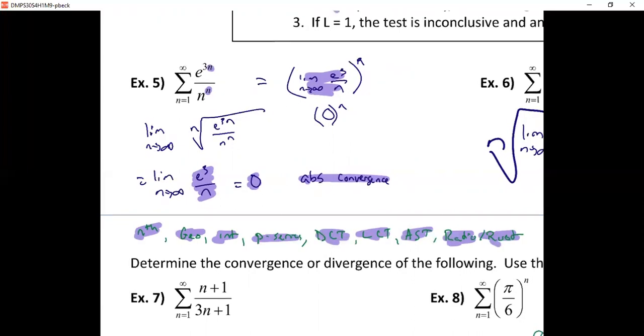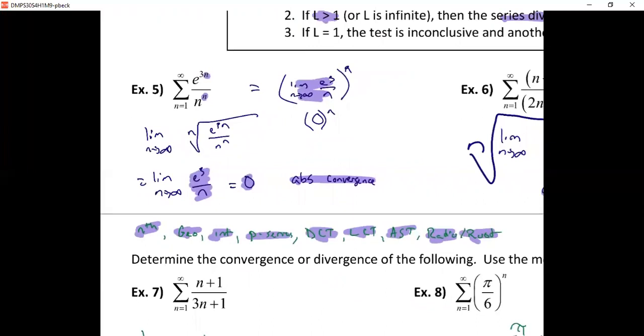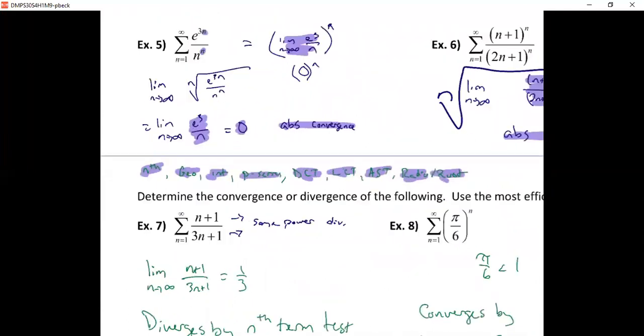So when I look at example number 7, my first thought should be, do I think this is going to converge or diverge? Because the powers are the same, what am I expecting? I'm expecting divergence. If you don't know that, that's okay, I'm just trying to talk through my thought process. Since I'm expecting divergence, the nth term test allows us to test for divergence right away.